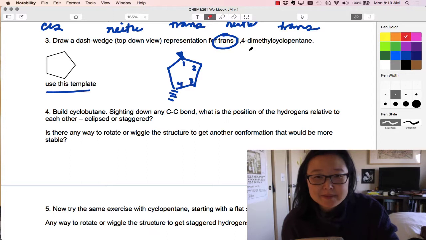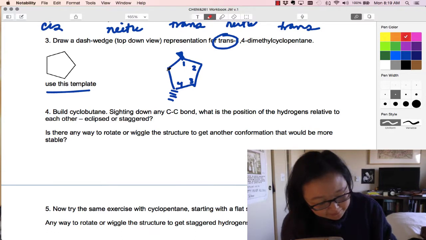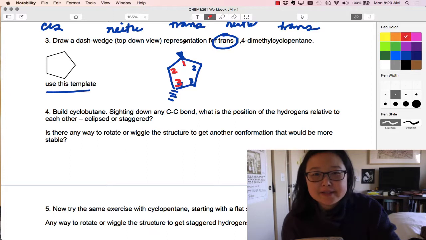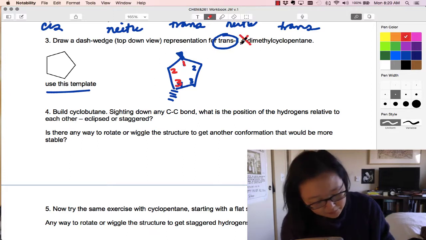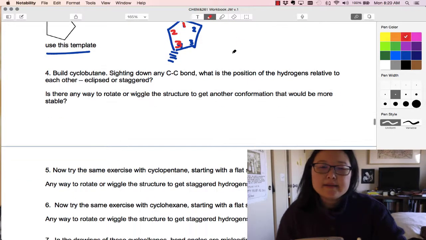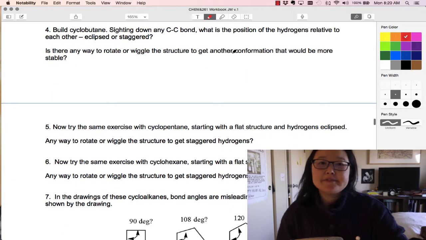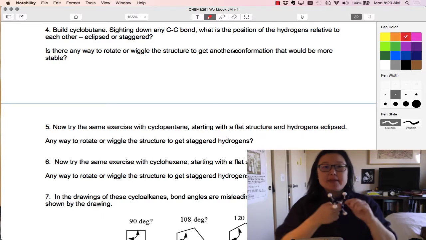Did you guys catch my mistake? What's wrong with this being trans 1,4-dimethyl cyclopentane? Well, when we number, we usually number so that there's the lowest number of branches, right? So I should say this is a 1,3, not a 1,4. Now we're going to look at different size rings. I'm going to build cyclobutane.